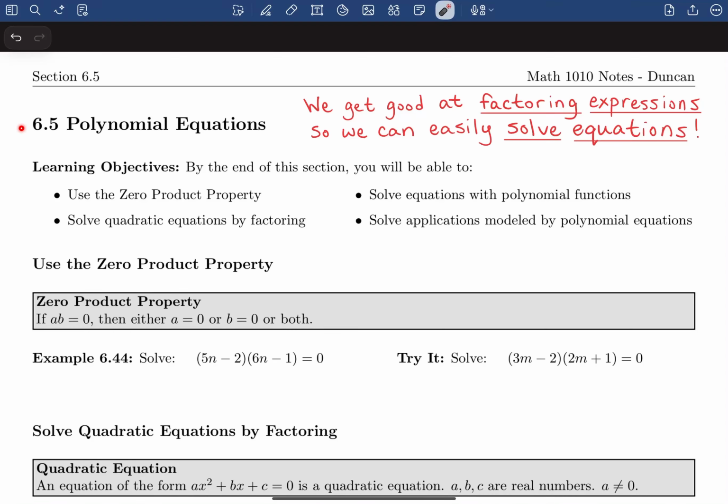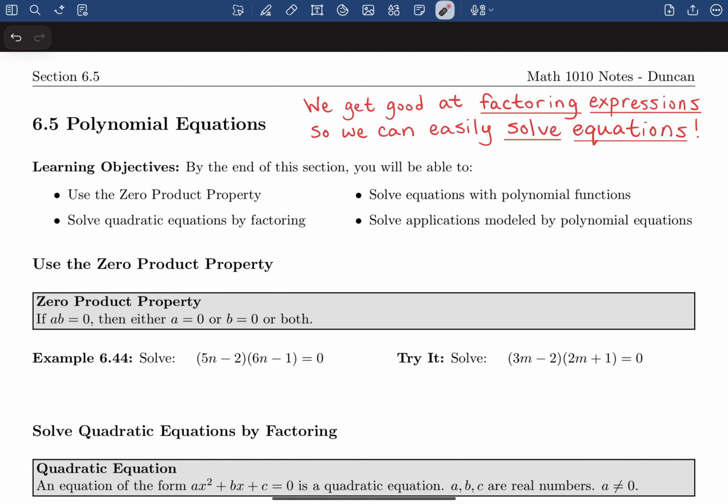This is lesson 6.5, Polynomial Equations. Our learning objectives are to use the zero product property, solve quadratic equations by factoring, solve equations with polynomial functions, and solve applications modeled by polynomial equations.